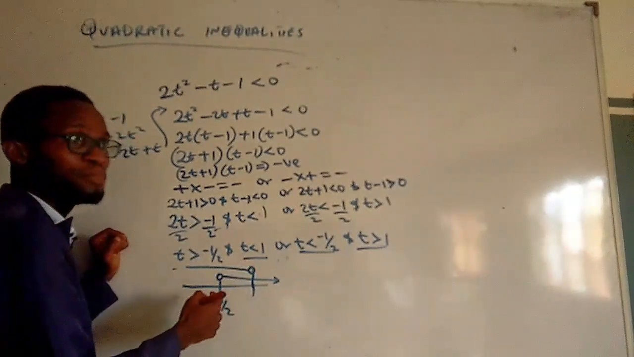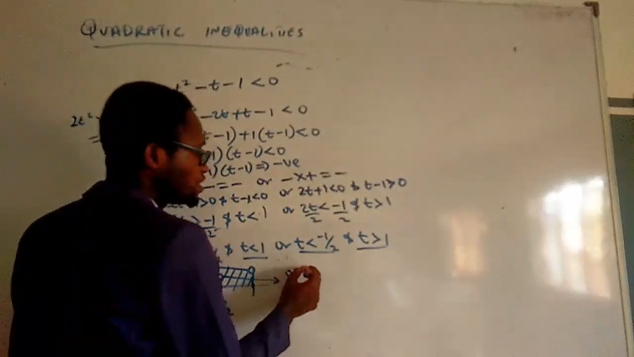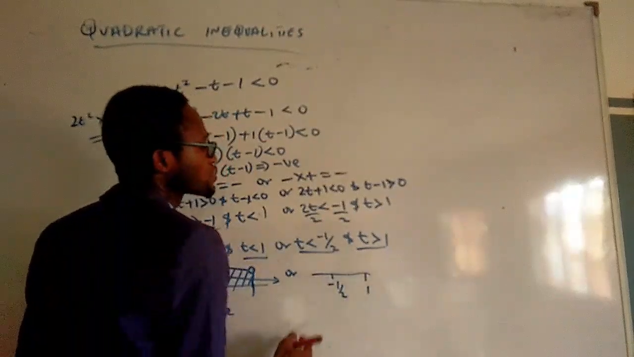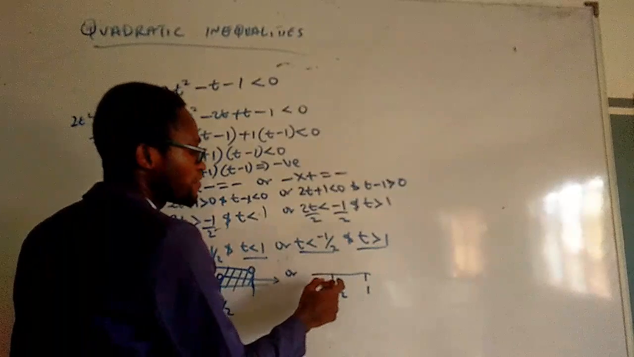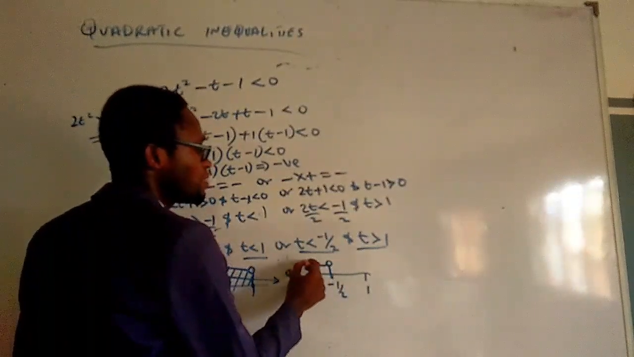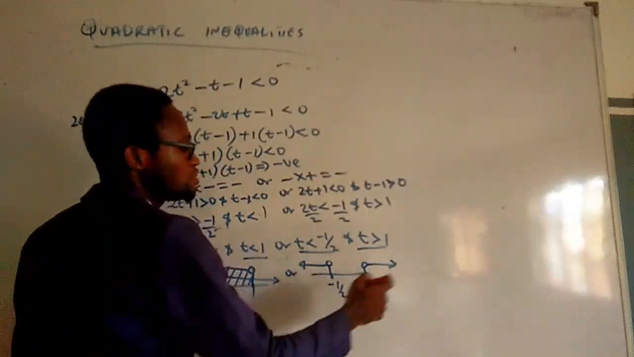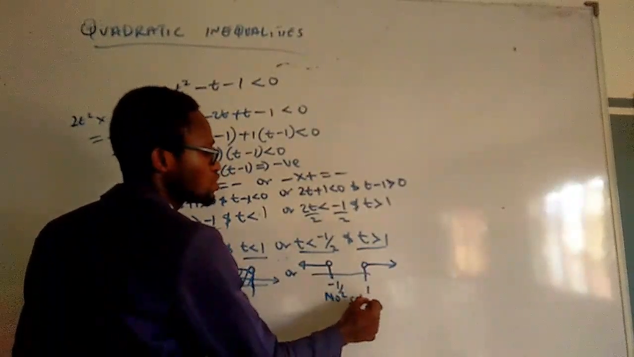Now where do they have their meeting point? They meet at this place, between minus half and 1. For t less than minus half, t is smaller than minus half, and for t greater than 1, we go this way. So for this place, they don't have any meeting point. So this is no solution.